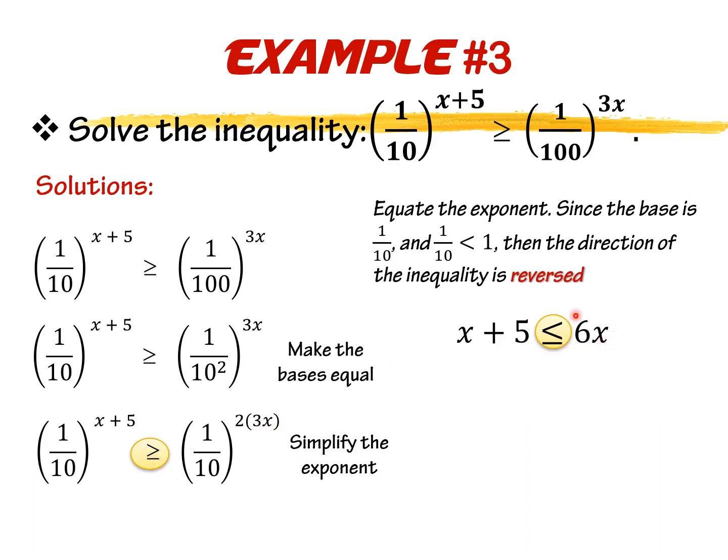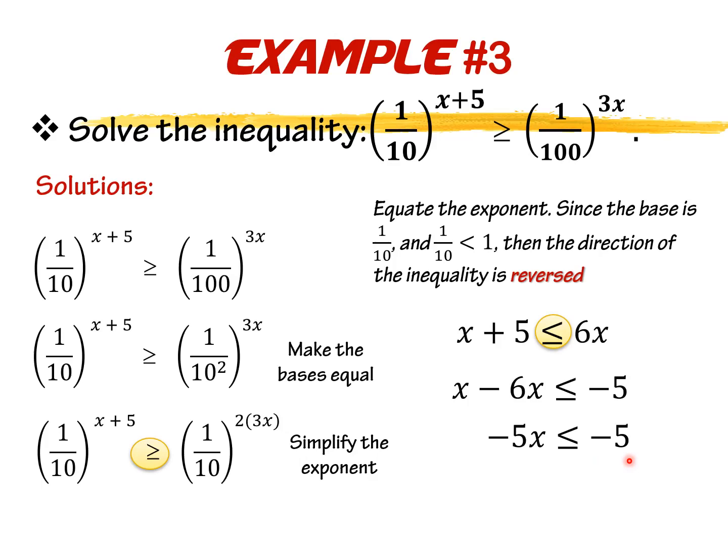And then we solve for this one. So we can transpose 6x and then transpose negative 5. So positive 5 will become negative 5. So you will have x minus 6x is less than or equal to negative 5. Simplify this, you will have negative 5x less than or equal to negative 5. And then we divide both sides by negative 5.